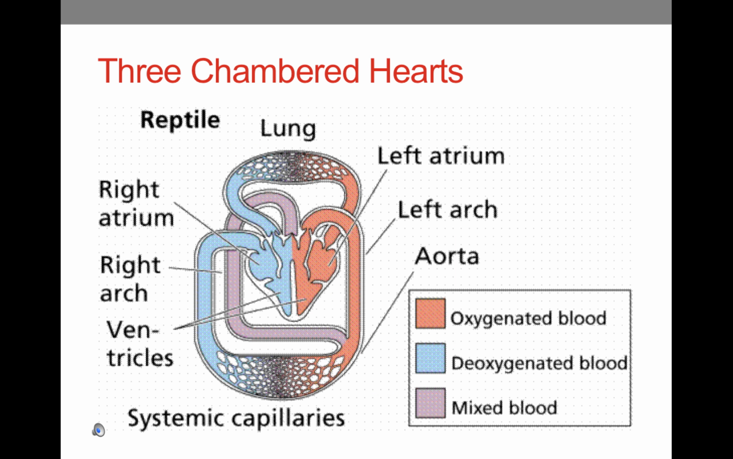Three-chambered hearts for reptiles have a pulmonary circuit. This is when blood is pumped from the heart to the lungs and back, then into a second systematic circuit where blood is pumped into the body and then repeats the cycle again.